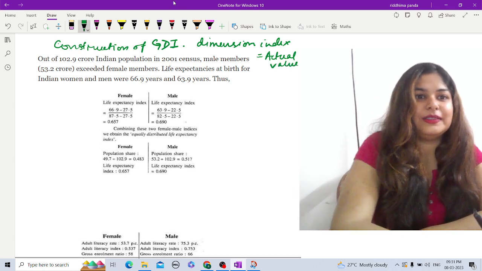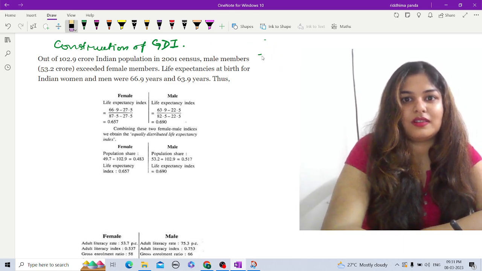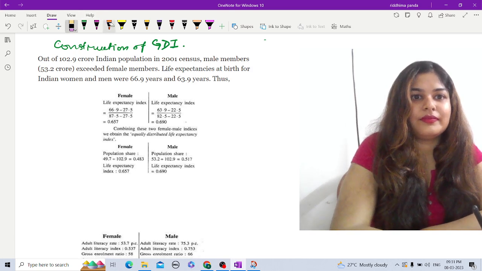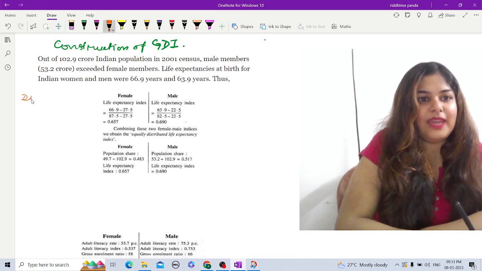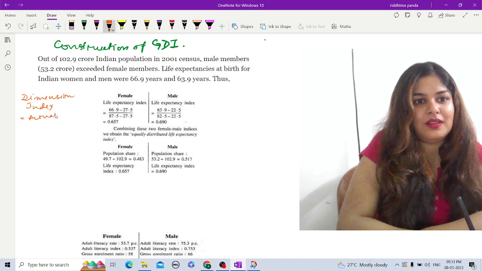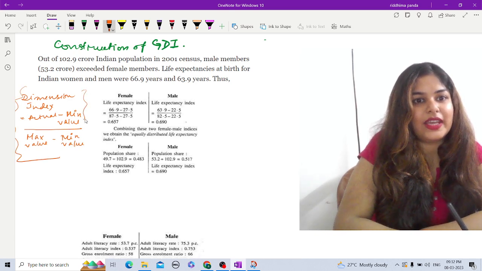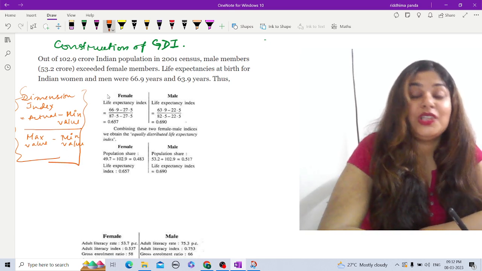So the dimension index is equal to our actual value minus the minimum value, whole divided by the maximum value minus the minimum value. I will just write it here on the left side. So this is the formula of dimension index. Now we will get to the part of calculating it.